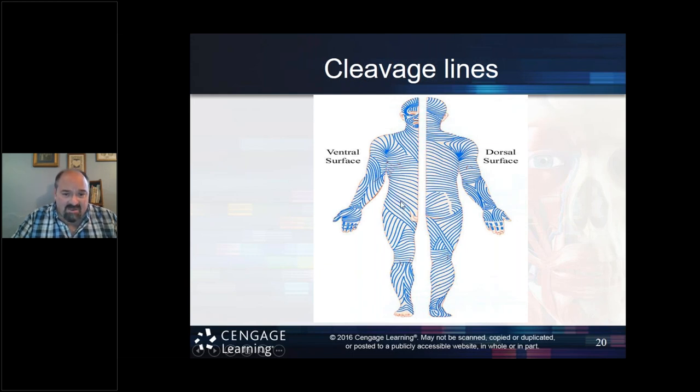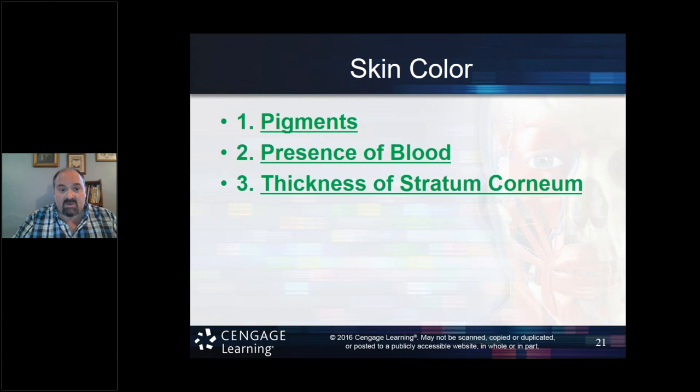So if they were to make a cut like this, right, in this direction, instead of going with the fibers, if they go with the fibers, quicker healing, less scar tissue formation. Enough said with that. Okay, let's see what time we're at here. All right, got a few more minutes.